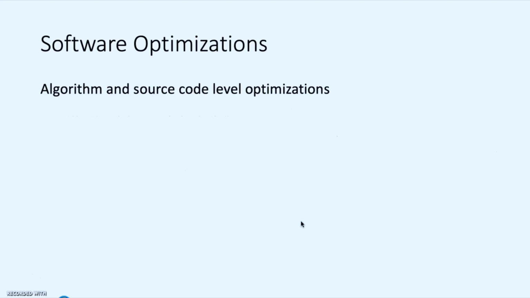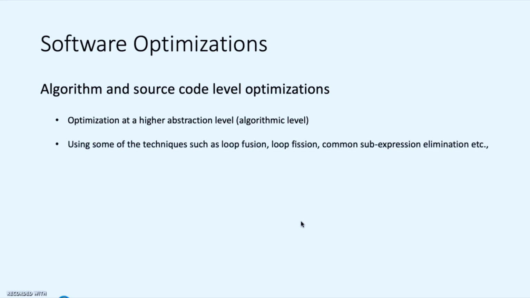And other software optimization techniques are the algorithm and source code optimization techniques. So algorithm, in the sense that you can optimize the code at a higher abstract level. It means that you can manipulate some of the logic so as to consume less space in the memory, so that it consumes less power. Or when you're talking about the source code, you can use techniques like loop fusion, fission, loop unrolling, loop merging, and common subexpression elimination.